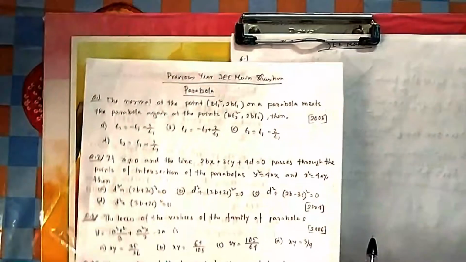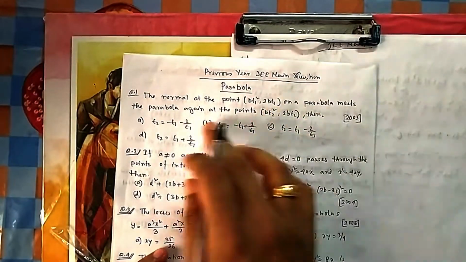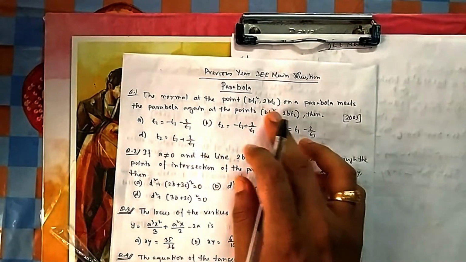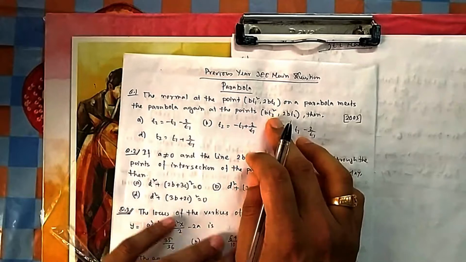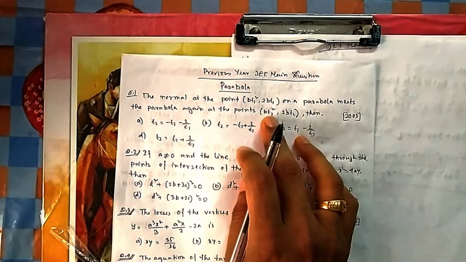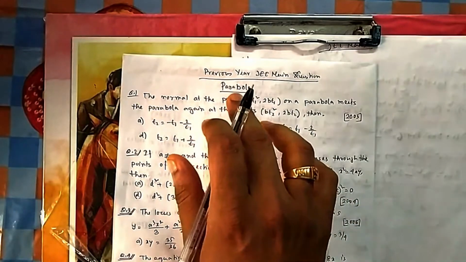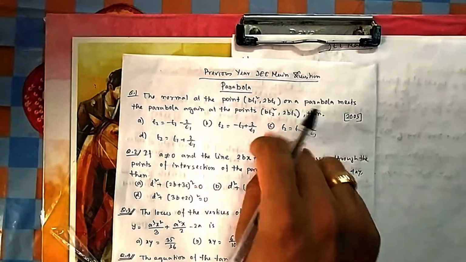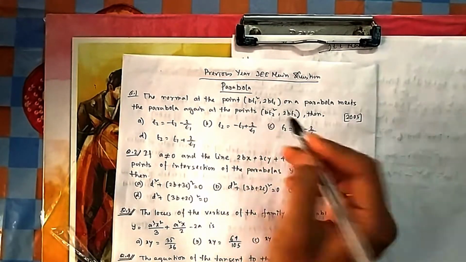So in question number 1, the normal at a point on a parabola meets the parabola again at another point. So normal at a point meeting the parabola at another point. I have given it in the theory in the intermediate level, so you can check that theory. In this specific article, if the normal at T1 meets the parabola at T2, then what will happen? So this is T1, this is T2. In place of A only B is there.